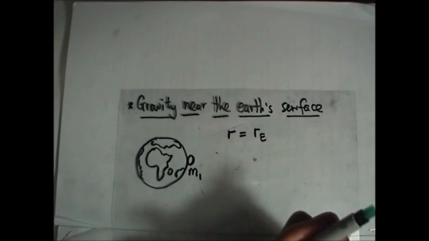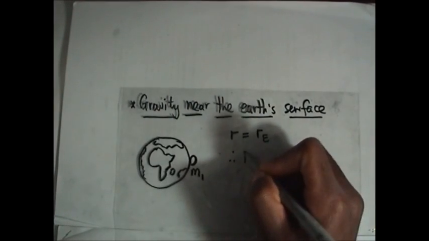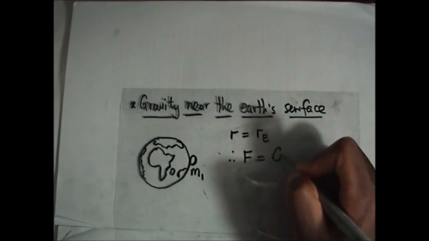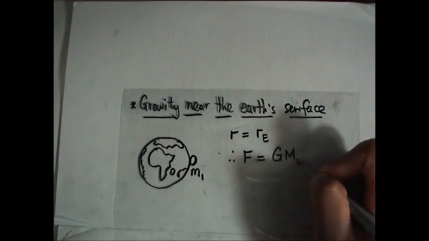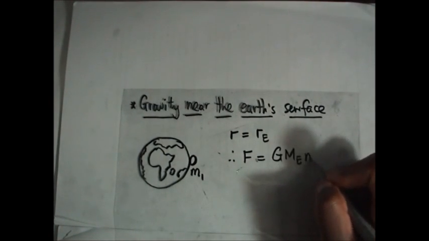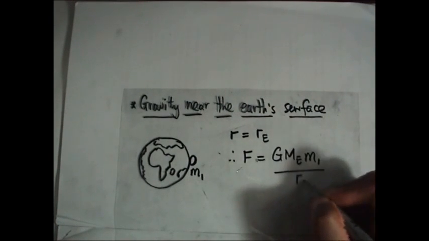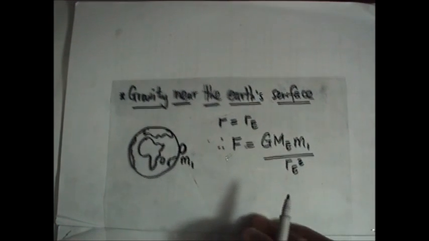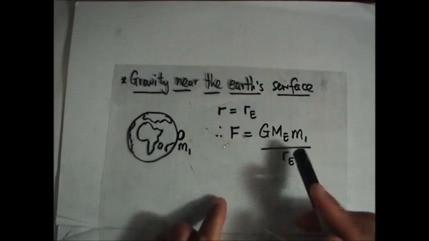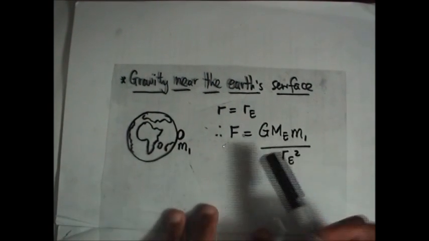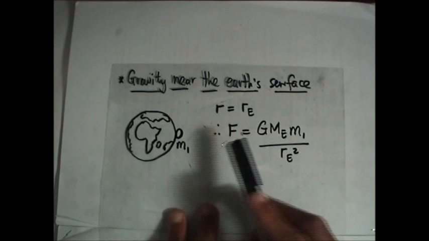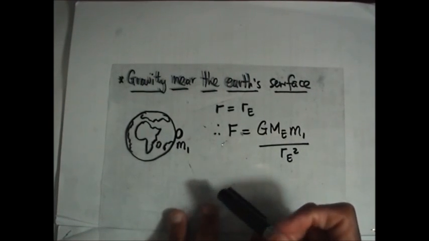So now let's show how we are going to calculate the force of gravity. It's going to be G, M the mass of the Earth, and then m1, the mass of this object, over re squared. That's how we are going to calculate the force of gravity on this object when it's at the surface of the Earth, because re is equal to just the radius, as I mentioned before.